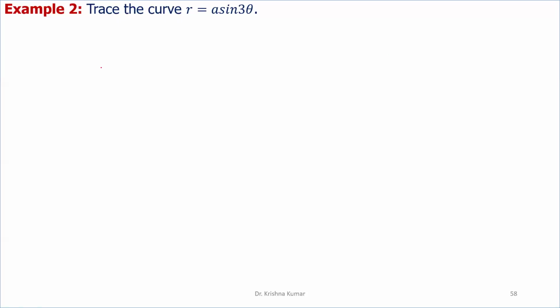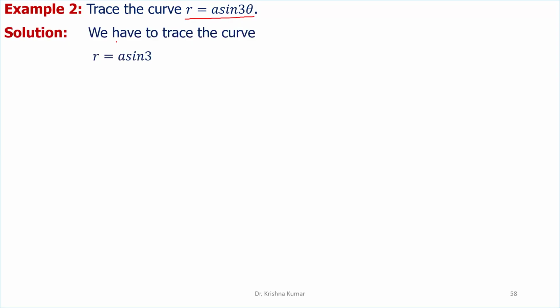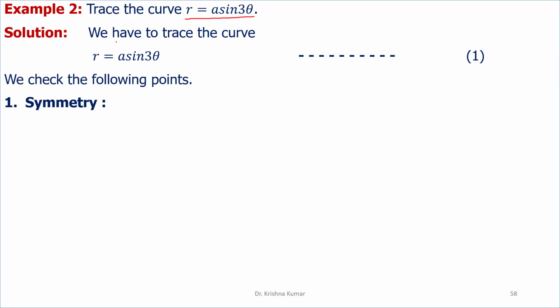Now in this lecture, we will try to trace the Rose curve r = a sin 3θ. While tracing this curve, we will first take the following points. The first point is about the symmetry.